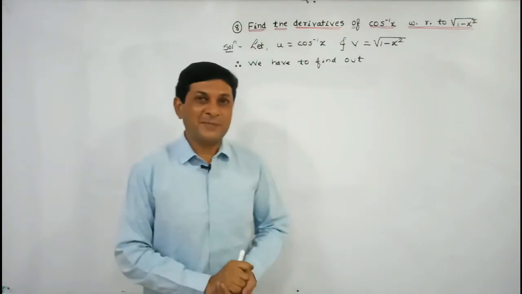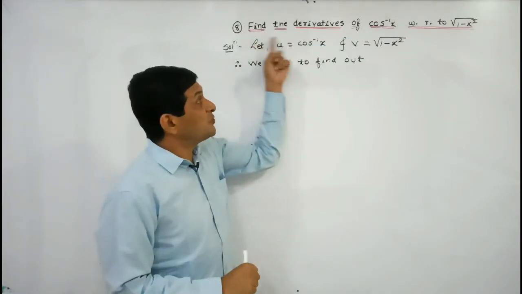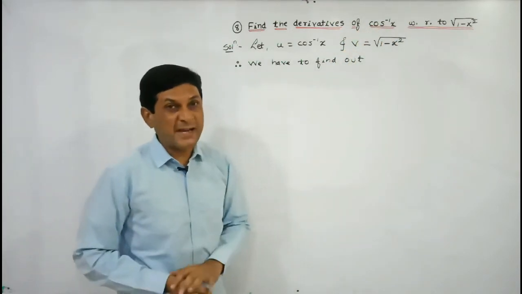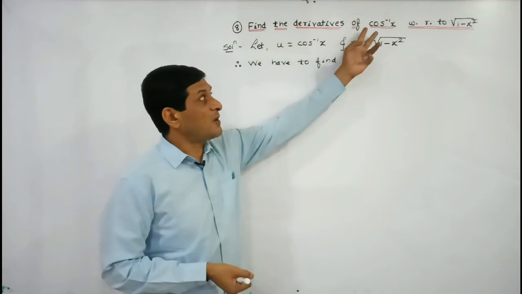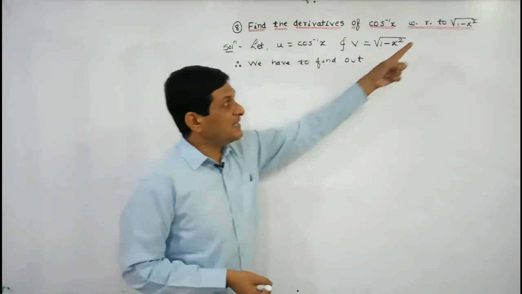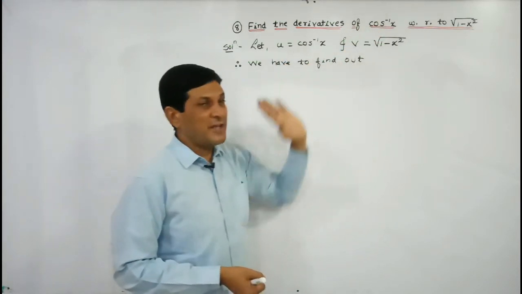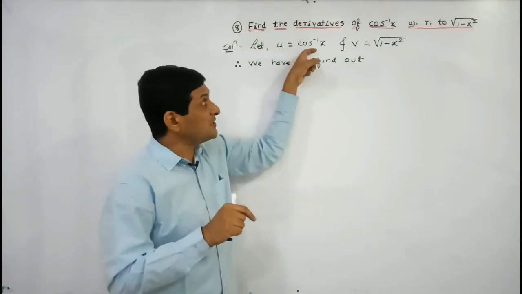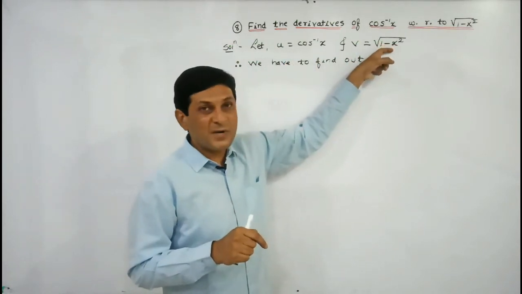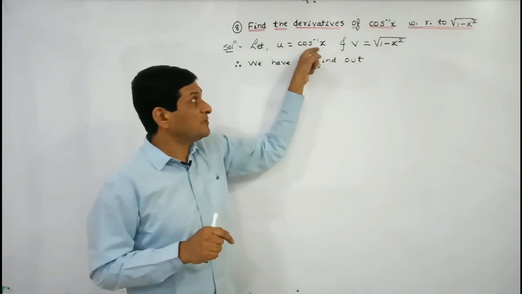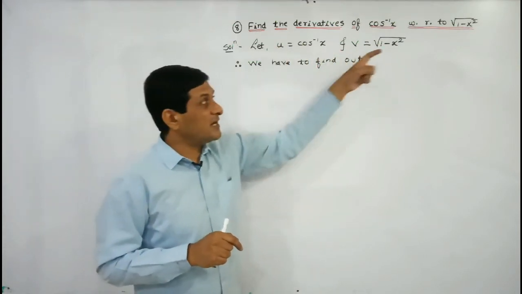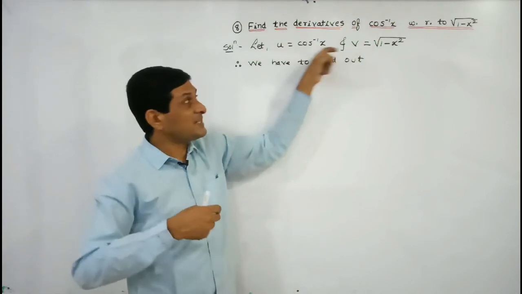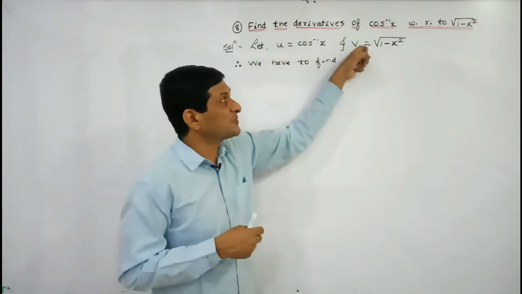Now see question number 8. In this question, we have to differentiate cos inverse of x with respect to √(1 − x²). So I denote cos inverse of x by u and √(1 − x²) by v. So we have to differentiate cos inverse of x by √(1 − x²). Cos inverse of x means u, and √(1 − x²) means v. In other words, can I say that we have to differentiate u with respect to v?